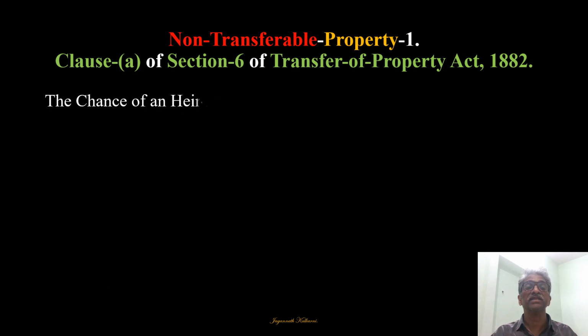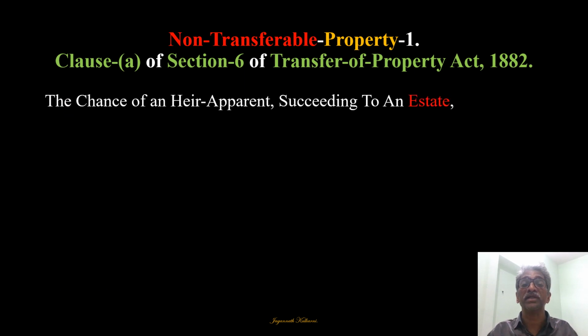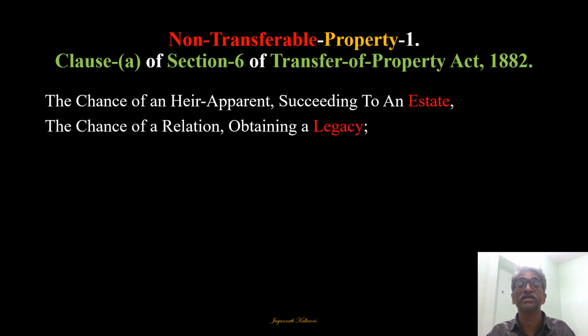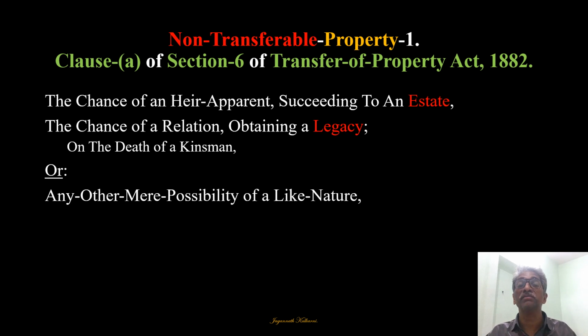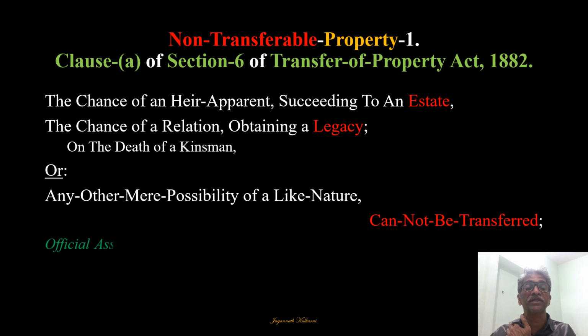The first says the chance of an heir apparent succeeding to an estate, or the chance of a relation obtaining a legacy on the death of a kinsman who owns the property, or any other mere possibility of a like nature, cannot be transferred. So this is the first and foremost exception.